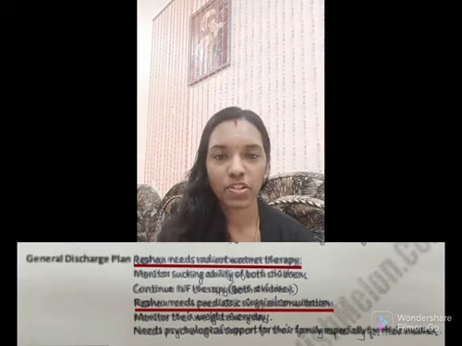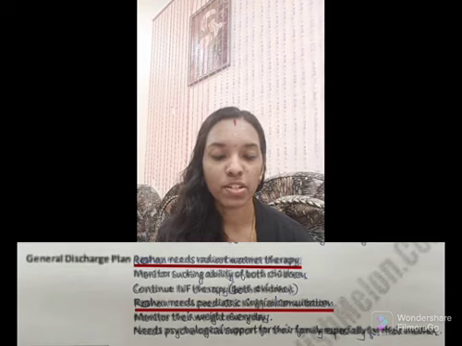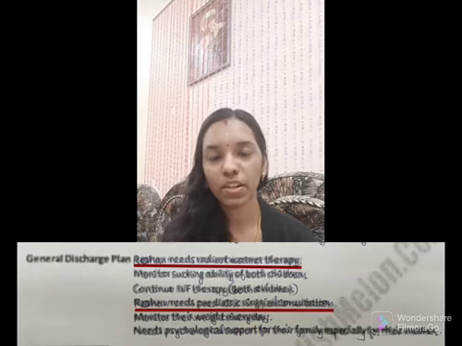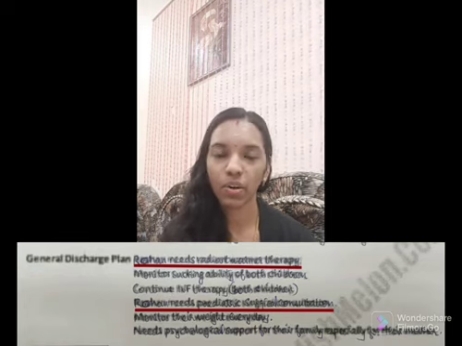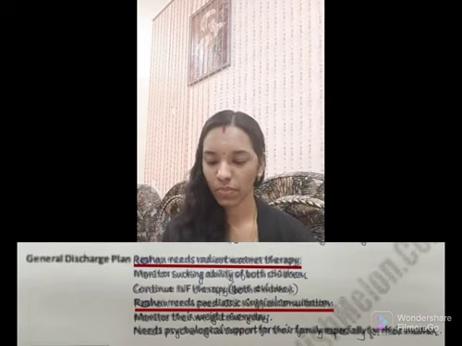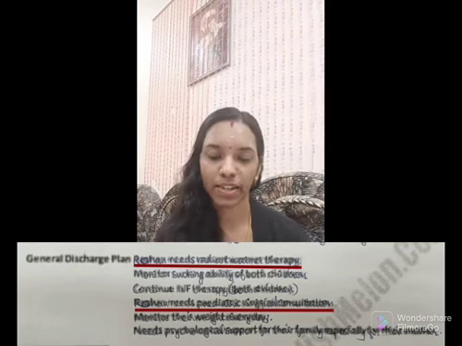And the remaining three interventions are common for both babies, like monitoring the sucking ability, daily weight checking, and continuing the intravenous fluid therapy. So these are all common for both babies. So these are all the plan for both babies. Next, we will see the writing task.